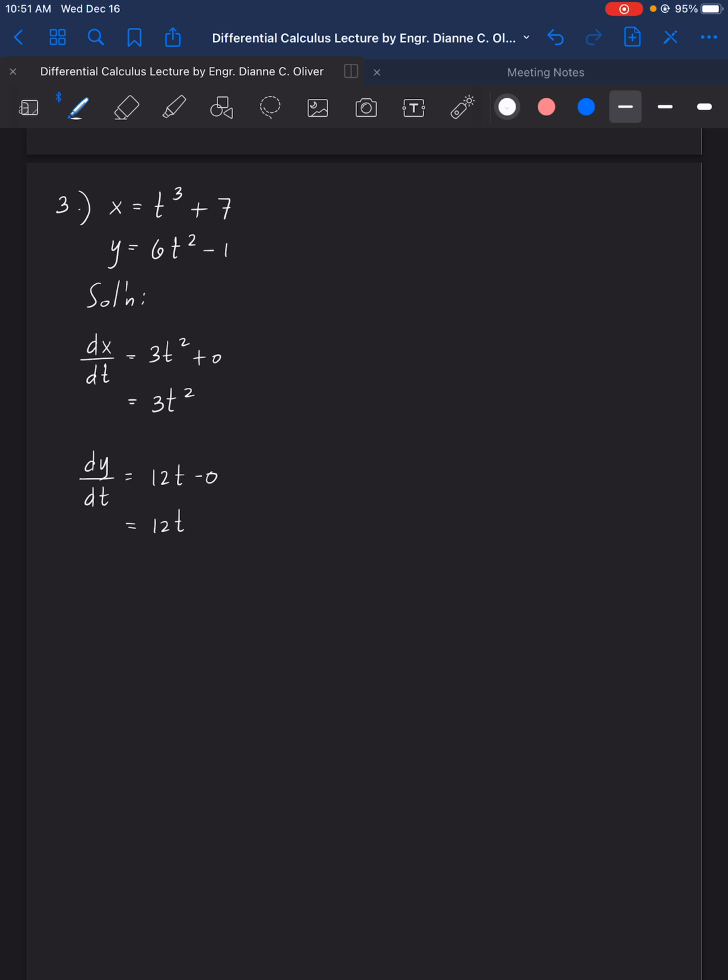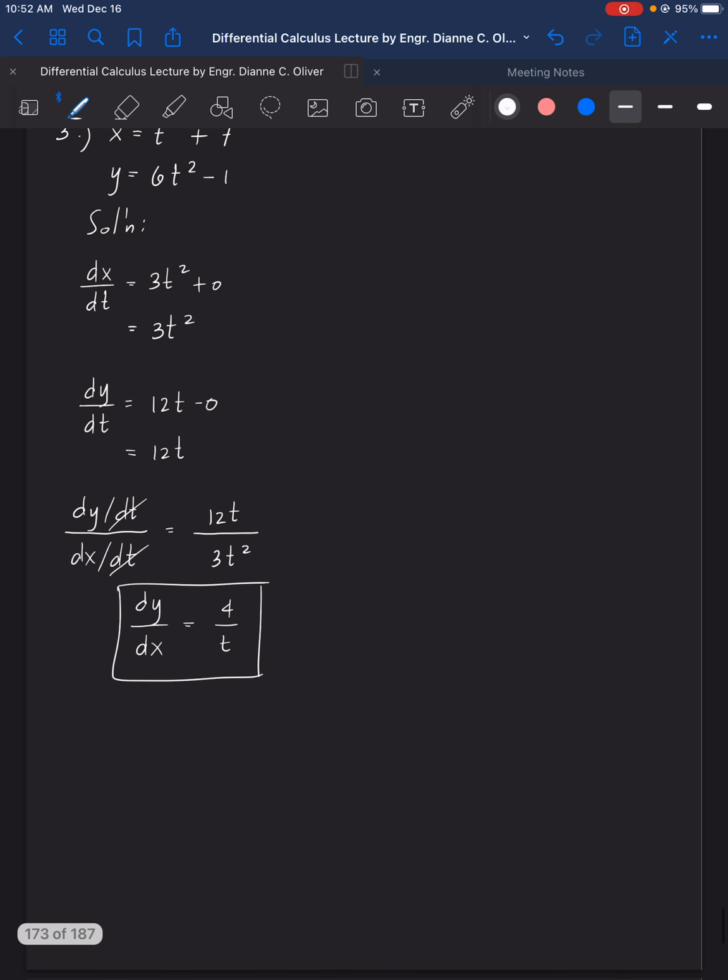Now, getting the first derivative, we have dy over dt all over dx over dt. So that we will cancel out dt there. The value for dy over dt is 12t. The value for dx over dt is 3t squared. So we will cancel out t and then reduce this. So dy over dx now is equal to 4 over t. So that is the first derivative.